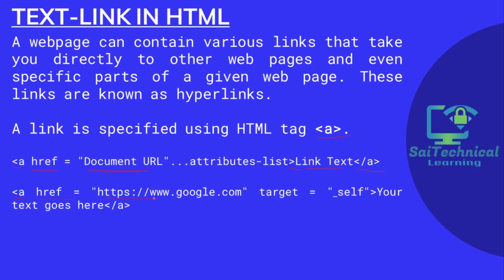Now another example, we are using the anchor tag, we are using href. Here we have provided one document URL, www.google.com, and here we have used another attribute, target equals _self. So whenever the user clicks on your text goes here, the new page, google.com, will be opened in the same window.